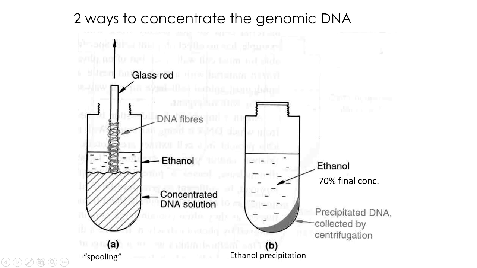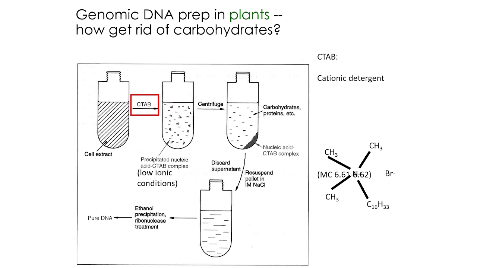The other way of doing it is by spooling and ethanol precipitation. You use 70% final concentration of ethanol and your DNA gets precipitated. You collect it by centrifugation, mix it with water, and check the concentration. Spooling uses a glass rod where you have the DNA fibers, you have ethanol and the concentrated DNA solution. So these are the two ways of how you can concentrate the genomic DNA.